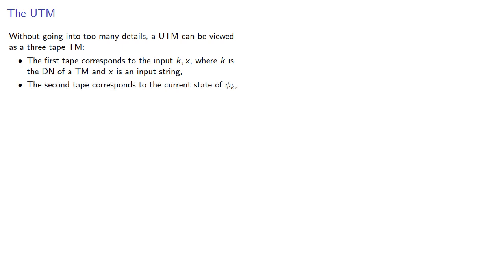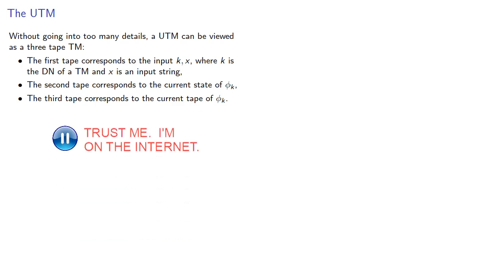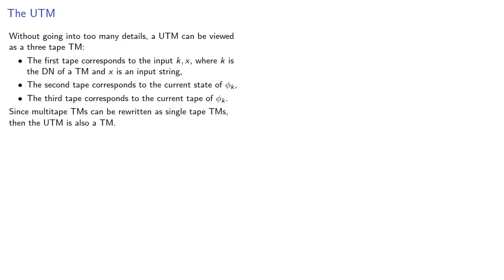Without going into too many details, a universal Turing machine can be viewed as a 3-tape Turing machine. The first tape corresponds to the input kx, where k is the description number of a Turing machine and x is an input string. The second tape corresponds to the current state of the k Turing machine, and the third tape corresponds to the current tape of that machine. Since multi-tape Turing machines can be rewritten as single-tape Turing machines, the universal Turing machine is also a Turing machine.